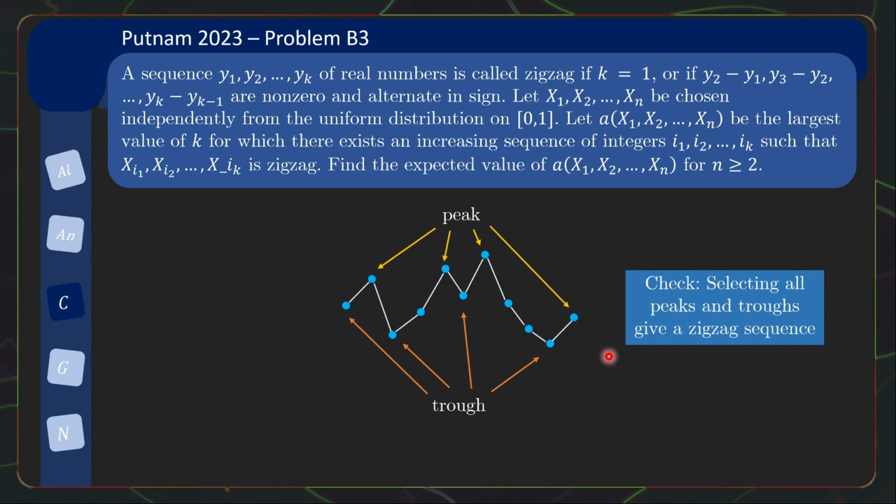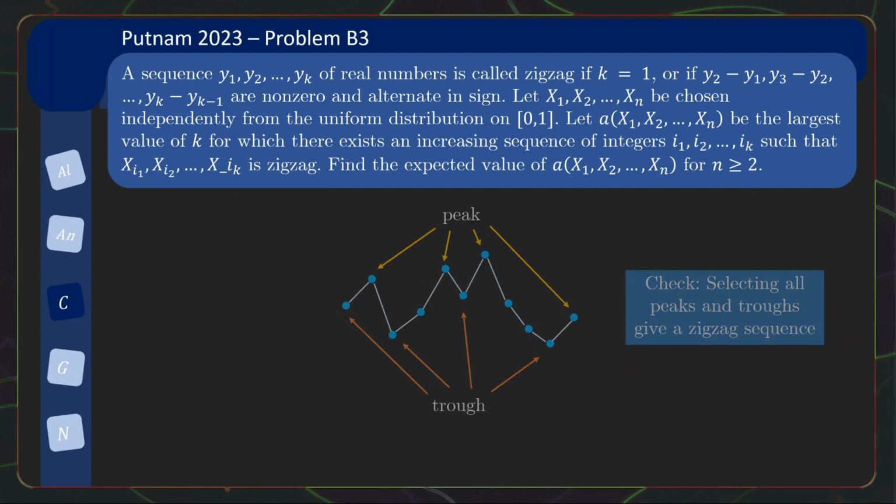So moving from a peak to a trough will definitely be decreasing, and from a trough to a peak is increasing, and you can't have two peaks in a row, and so on. So I'll leave this simple check to you to work out, but I'll focus more on the interesting part of the proof. So let's say you already checked that selecting all peaks and troughs gives a zigzag sequence.